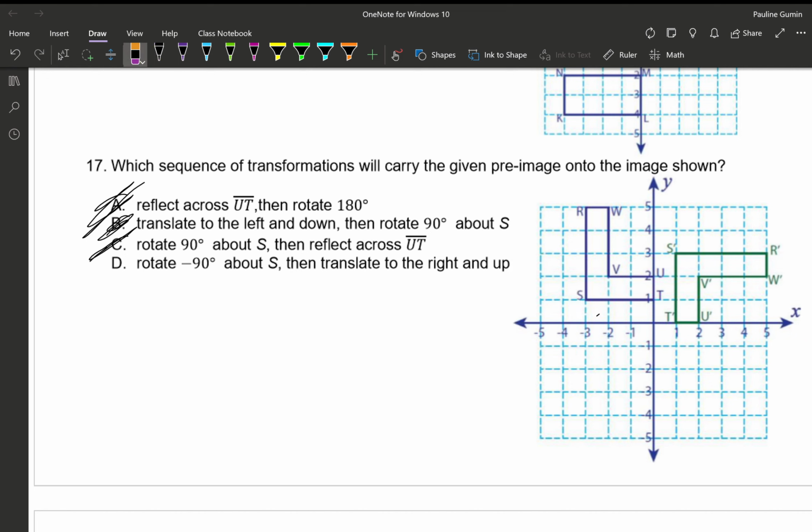I'm pretty sure it's letter D, but let's read it to make sure. Rotate negative 90 about S. Okay. Then translate to the right and up. Is that it? Wait a minute. Is it C? Rotate negative, so positive 90 would be clockwise. And then reflect across UT. No, I think it should be letter D because it's up and to the right. Okay. All right, let's continue.